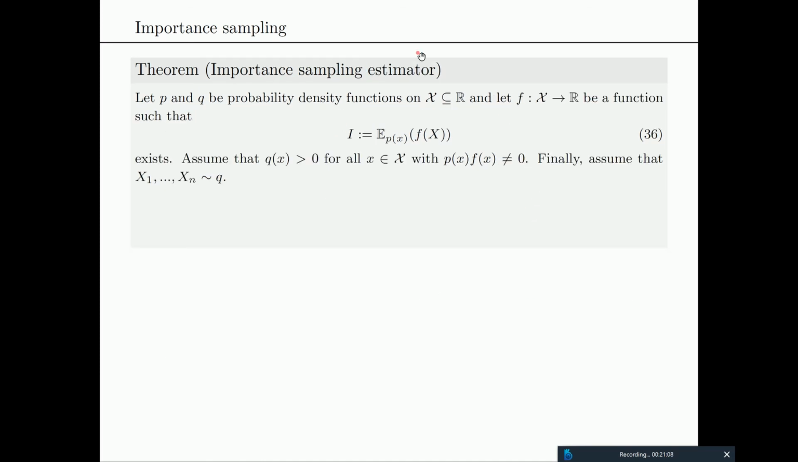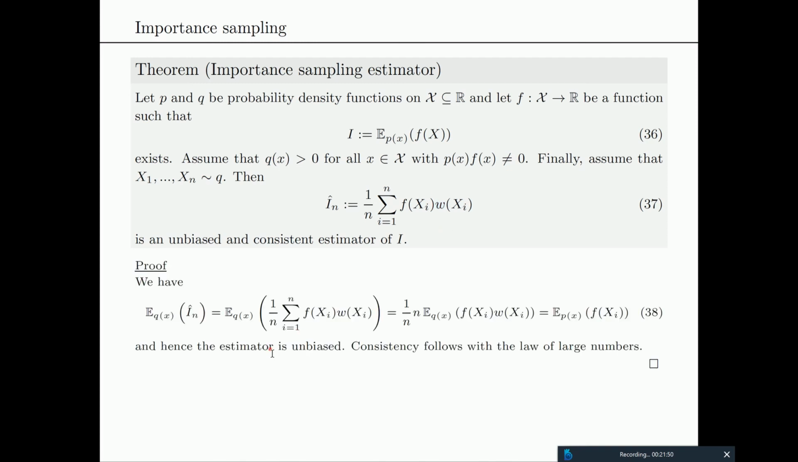So let p and q be probability density functions like before, and now assume you want to evaluate this integral, and assume that you have a random number generator that generates values from q. Then you can estimate this integral, which is this expected value under p, based on the Monte Carlo estimator, essentially, that you generate using q. And what you need to do is evaluate the function at x_i and multiply it with this weighting function w(x_i).